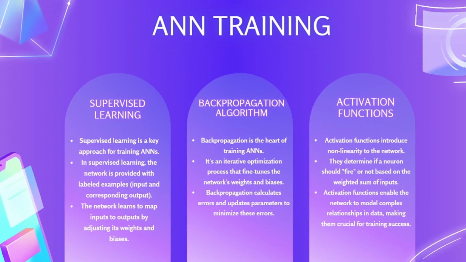Now, when we talk about training of ANN, training data is the foundation of an artificial neural network. If there is no data set, we wouldn't be able to recognize patterns and make predictions. So, it is done by three things: supervised learning, backpropagation algorithm, and activation functions.